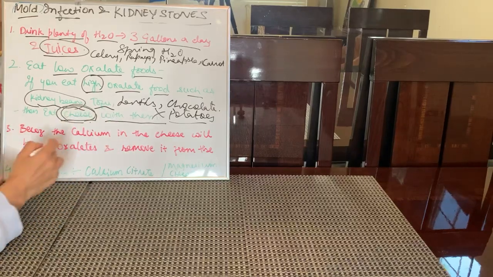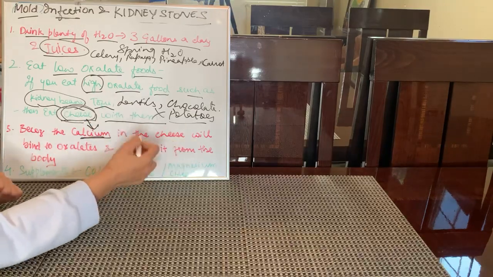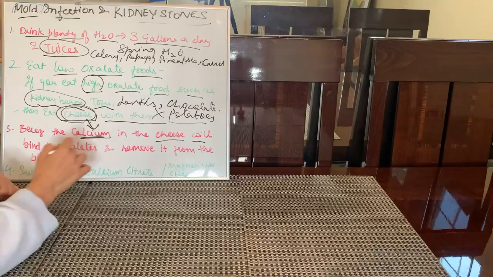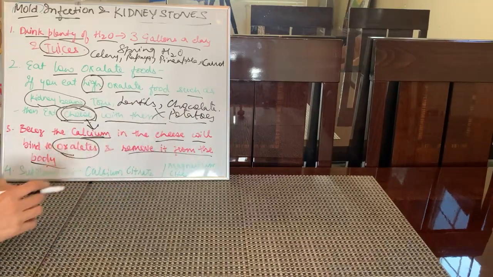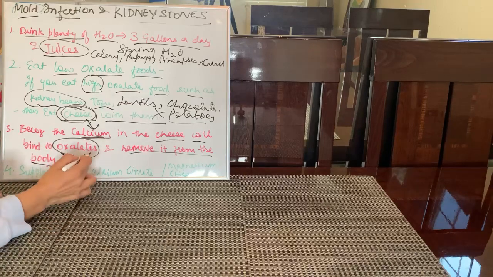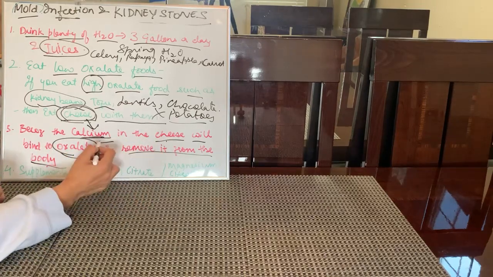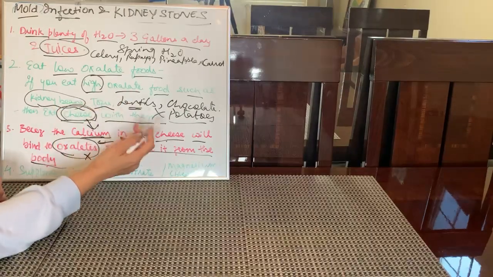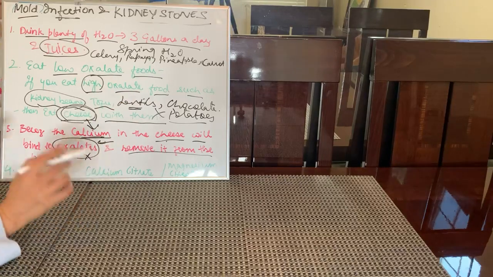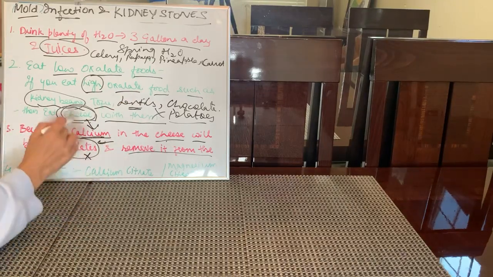What will cheese do? The calcium in the cheese will bind with the oxalate and remove it from the body. So there will be no formation of oxalates. So the calcium in the cheese will bind with the oxalates present in the food such as kidney beans, tofu, lentils, chocolate, potatoes, and it will remove it from the body. So make sure that you're eating cheese.